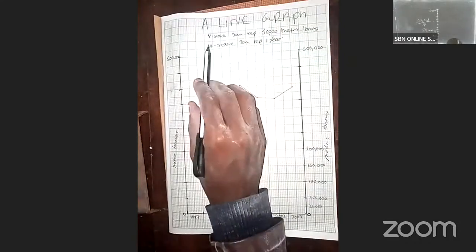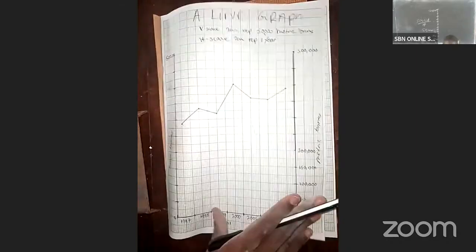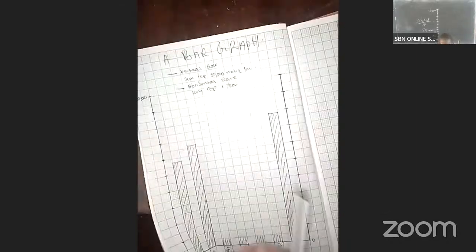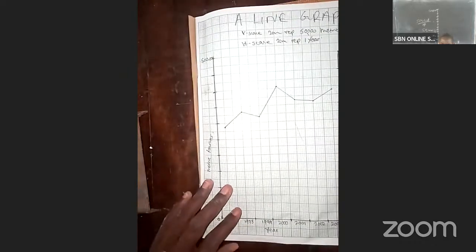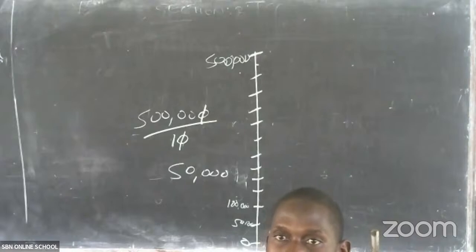The difference always is here. For the line graph, we are going to use 2 centimeters. For the bar graph, we are going to say 1 centimeter, but here it's the same. Any question there? Me, I think I am done, unless you have a burning question.